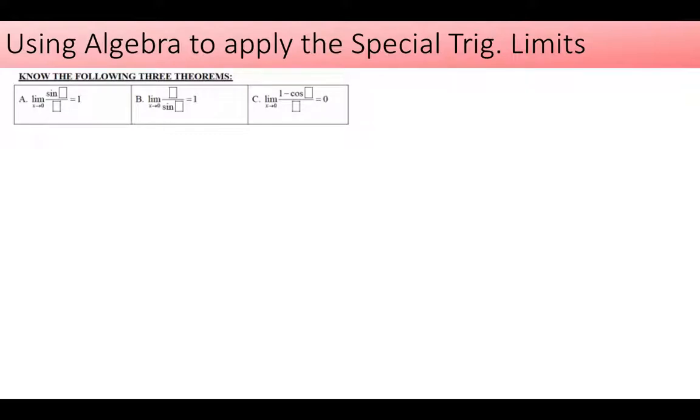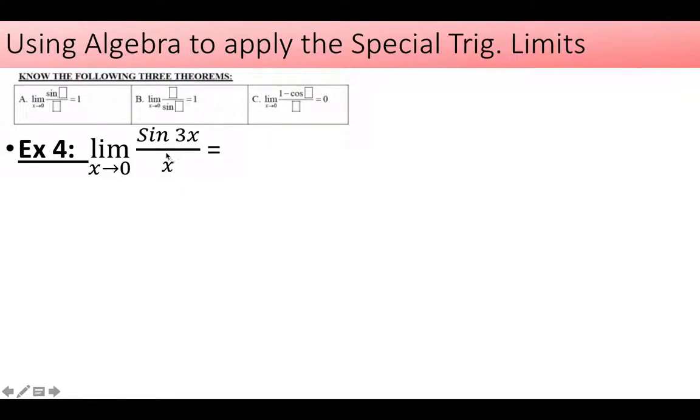All right, so how are we going to be using algebra to apply the special trig limits? Let's take a look at example 4 right here. First off, this looks an awful lot like sine x over x, so we're looking at a right here. That is my first special trig limit. The issue with this problem is that this is equal to 3x, yet this does not equal 3x. Remember, in order for this theorem to work, this blank must equal this blank.